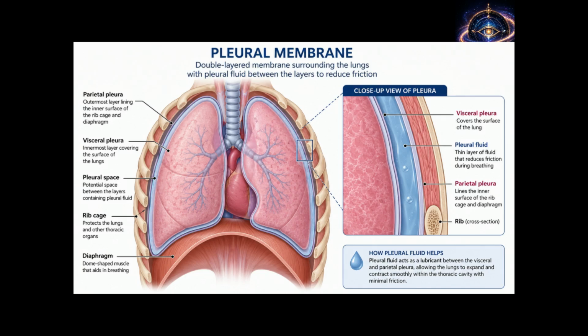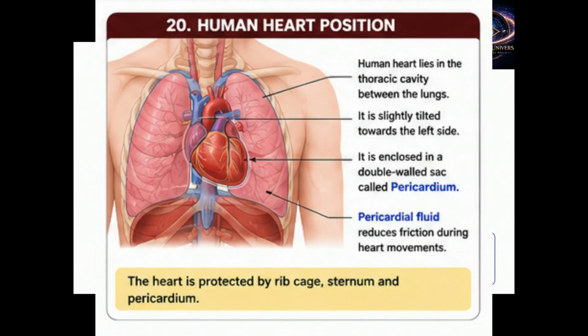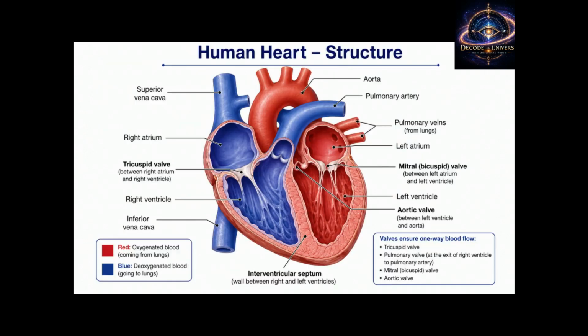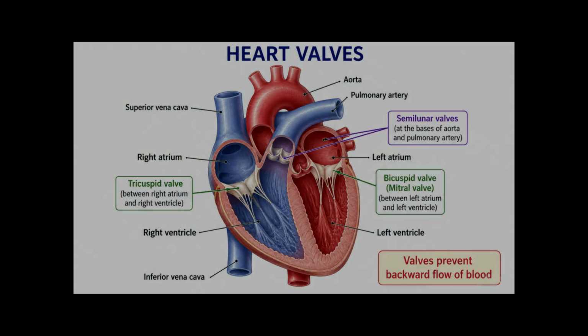The human heart has 4 chambers: right atrium, left atrium, right ventricle, left ventricle. Atria are upper chambers. Ventricles are lower chambers.